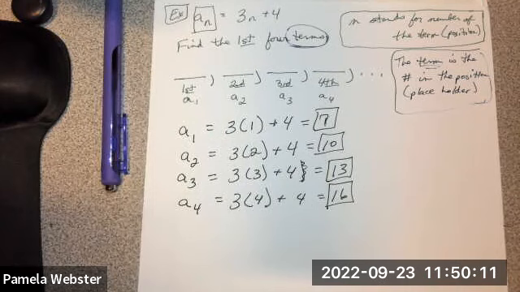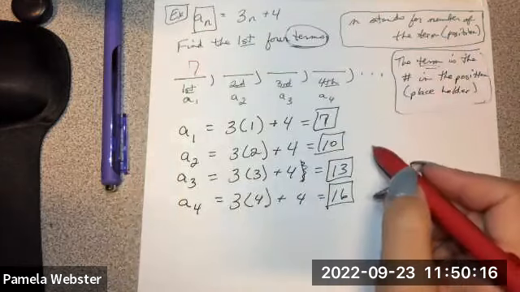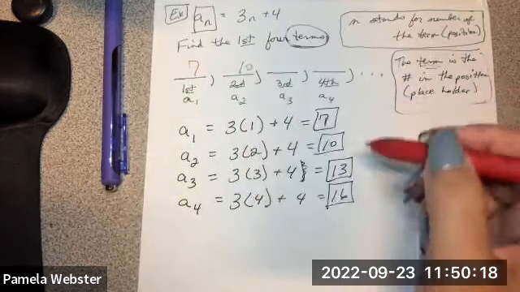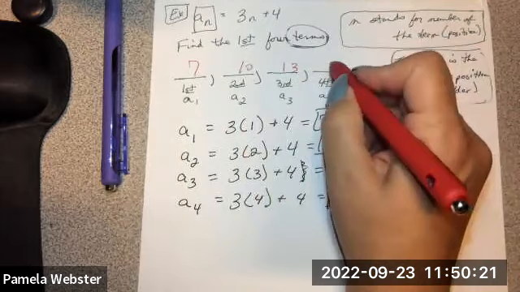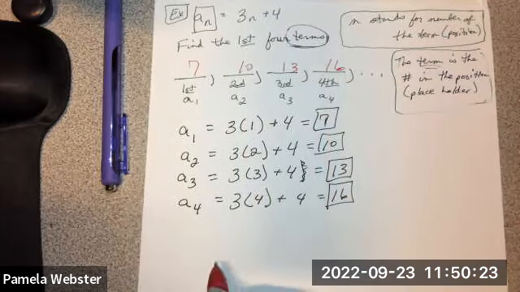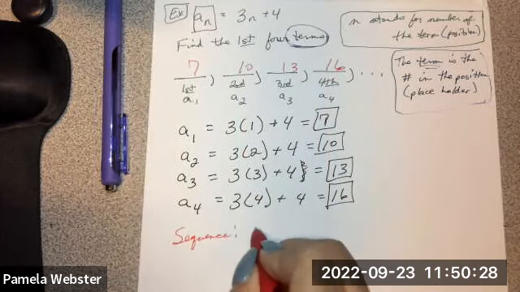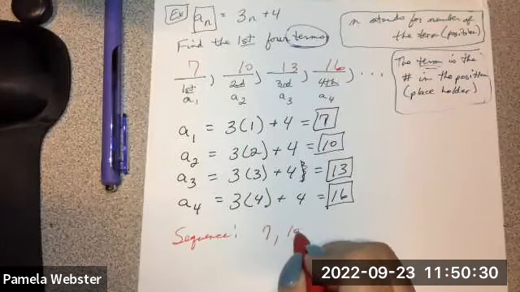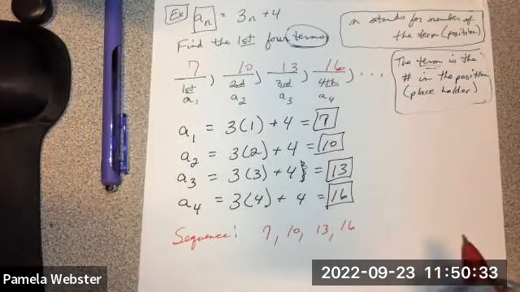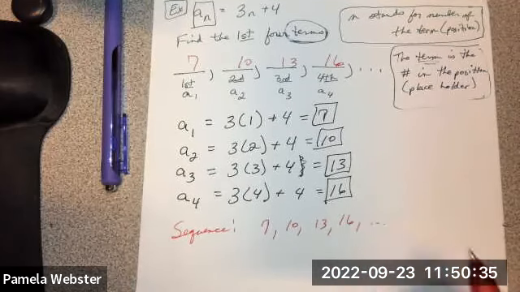The first term is a 7. So I'm going to fill in my blanks. 7. The second term is a 10. The third term is a 13. The fourth term is a 16. So I'm going to rewrite this down here so we can see it. So here's my sequence. 7, 10, 13, 16, dot, dot, dot. That doesn't have to be my last term in the sequence, right? Unless they told me it was finite and it stops on the fourth term.